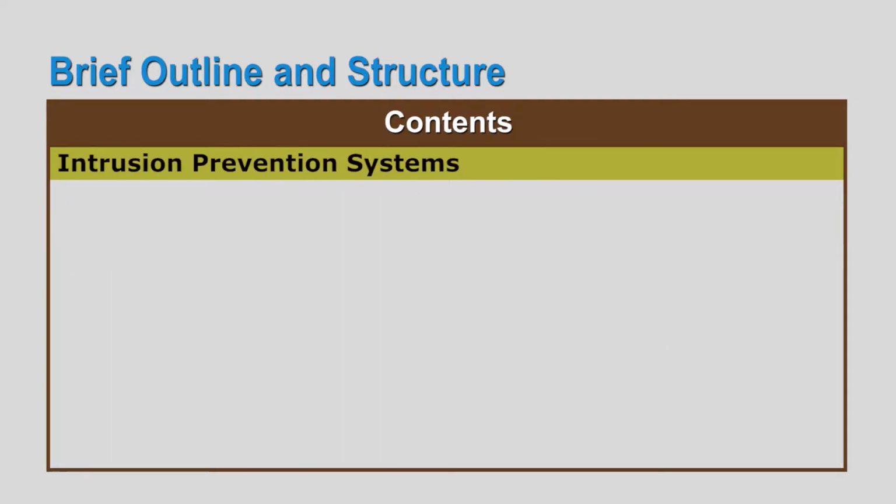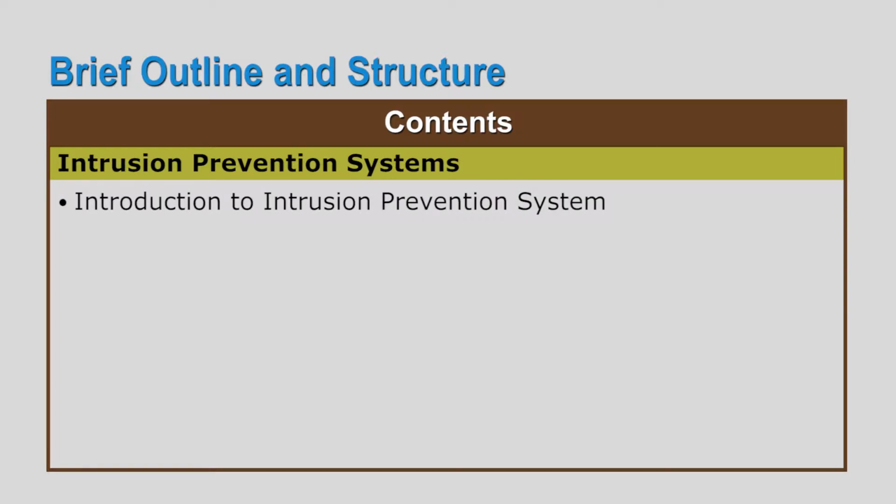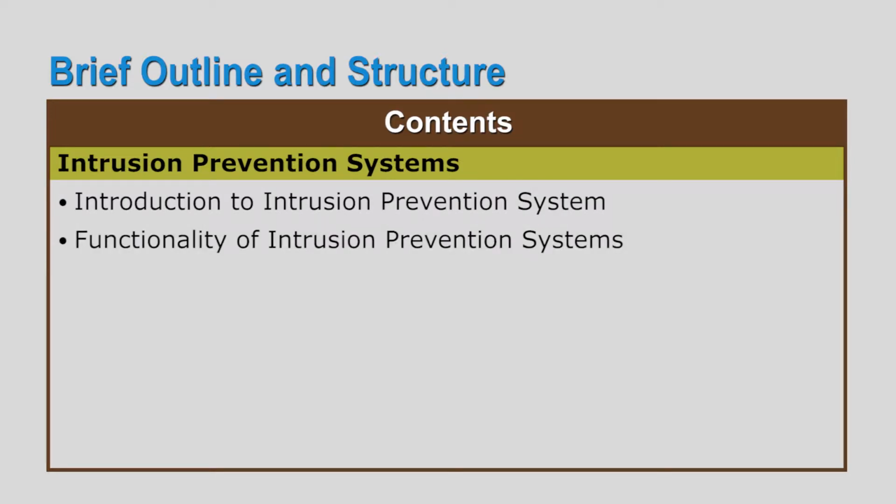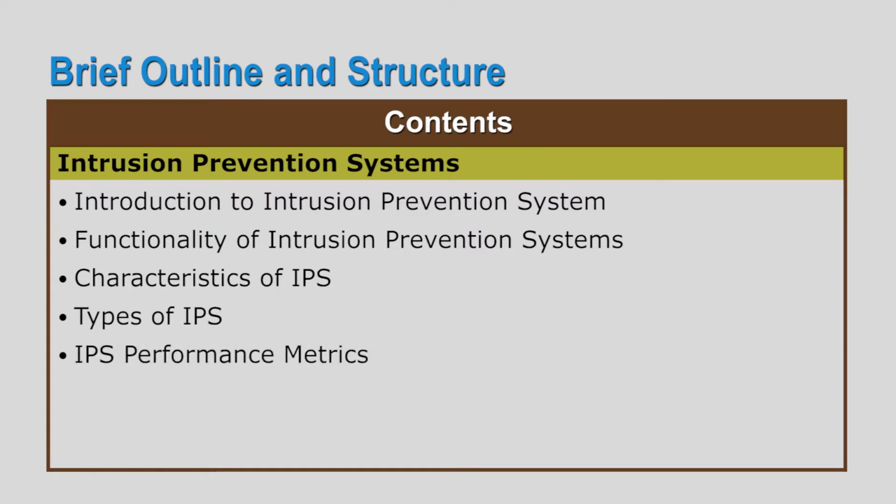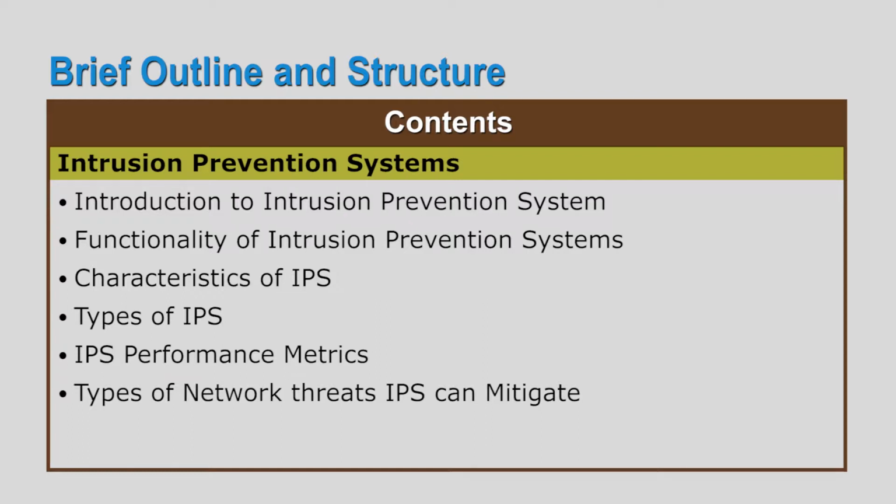Under the third phase of week 3, we are going to discuss intrusion prevention systems: introduction to intrusion prevention system, functionality of intrusion prevention systems, characteristics of IPS, different types of IPS, and IPS performance metrics. Finally, the types of network threats IPS can mitigate.